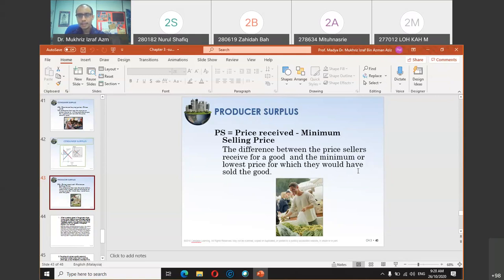So what you usually sell at 3 ringgit, but the minimum that you would have sold the nasi lemak at is 1 ringgit. So 3 ringgit minus 1 ringgit, that 2 ringgit is your producer surplus. The price received minus the minimum selling price. So if the price received is 3 ringgit, minus the minimum that you are willing to sell at, the difference will be the producer surplus.